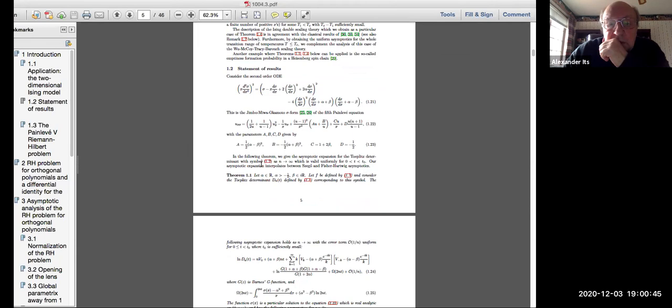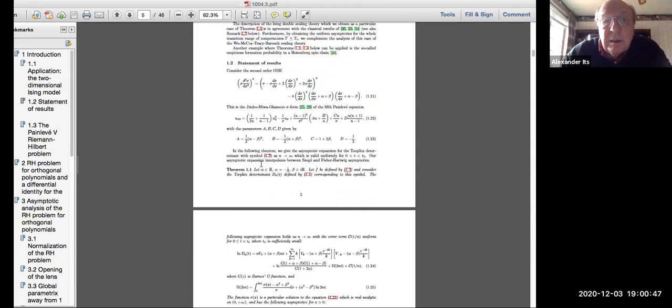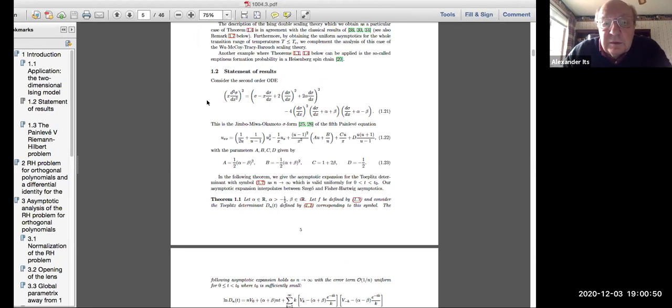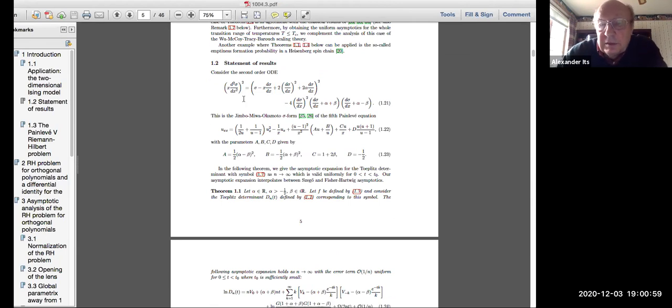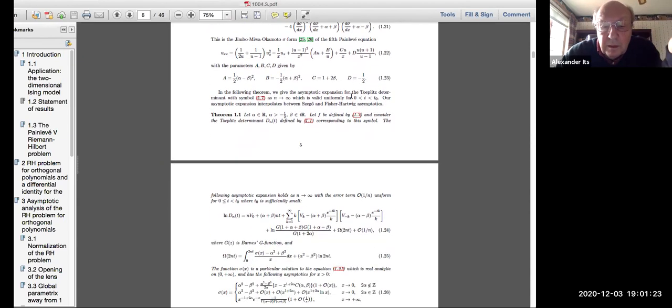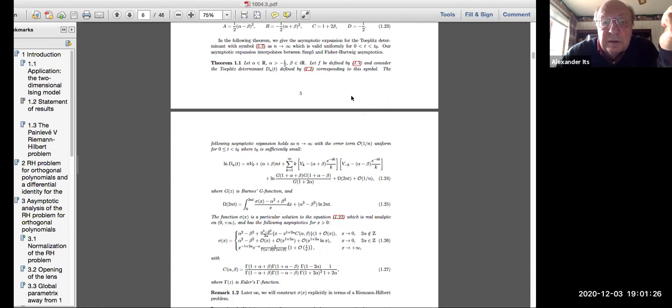To describe the answer, this is my double limit asymptotics for my D_n. Let me first introduce explicitly this Painlevé 5. This is a sigma form of Painlevé 5. This is Painlevé 5 itself. My A, B, C, D, in my case, in terms of my alpha, beta, are given in this way. So this is the equation. The answer will be given in terms of a solution of this equation.